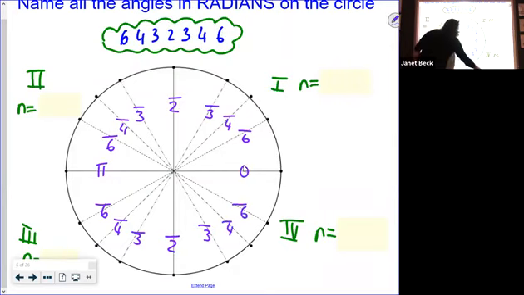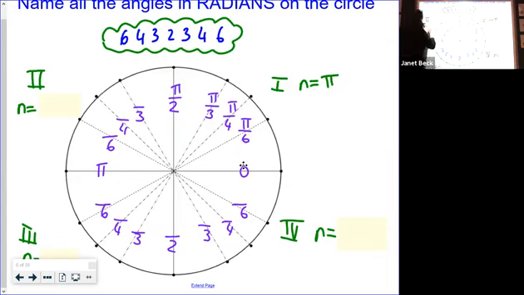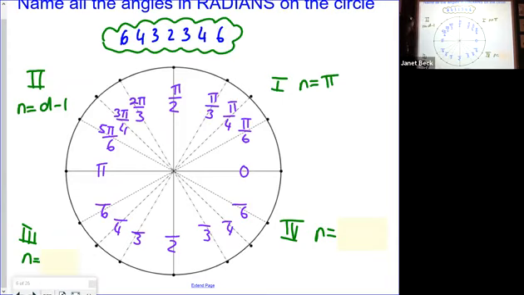And then in quadrant 1, all your numerators are just pi. In quadrant 2, everything's a bit less than a whole pi. So if it's less than a whole, you get the denominator and take 1 off it, and then you have to multiply it by pi. In quadrant 3, everything is a little bit bigger than a whole pi. So you're adding to the denominator and multiplying by pi.